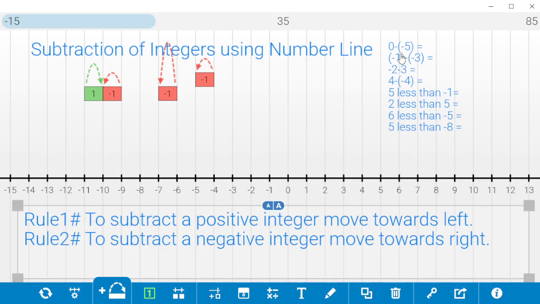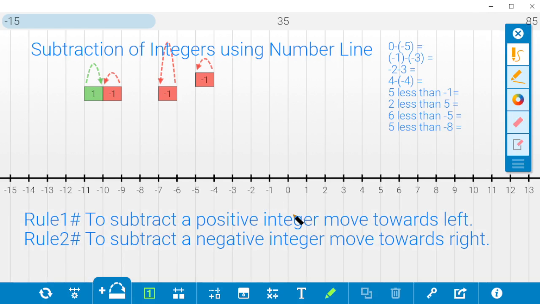The first one is 0 minus of minus 5. That means you have to subtract negative 5 from the number 0. So first of all, we have to mark 0 on the number line. And then we have to subtract a negative integer. So which rule we are going to apply? Yes, a negative integer. That means we have to move towards the right direction.